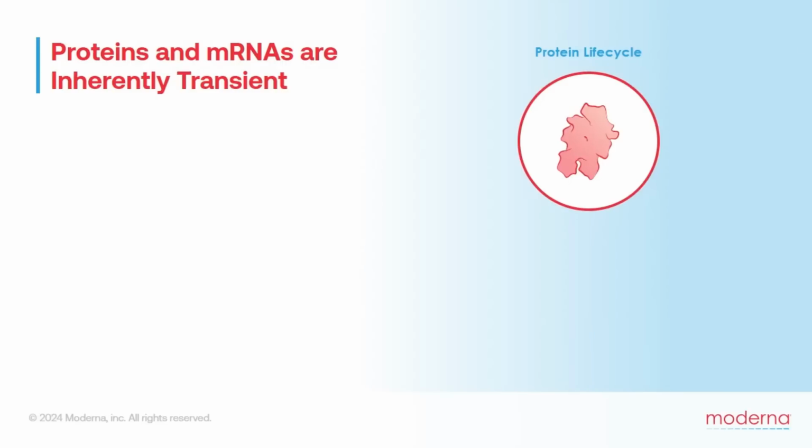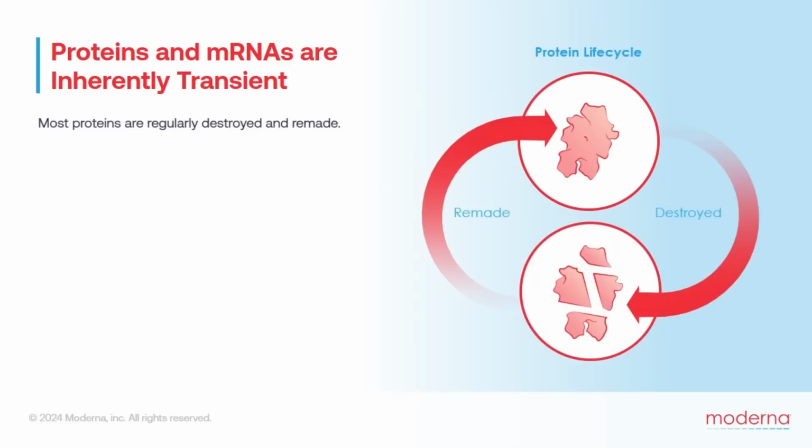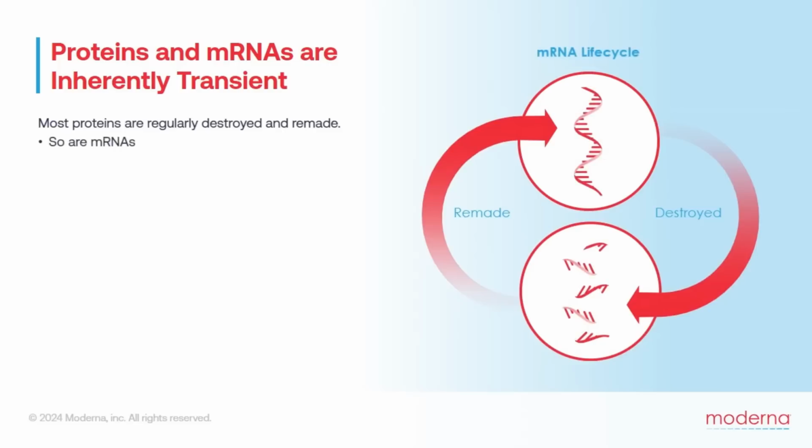Unlike DNA, which serves as the permanent repository of your genetic information, both proteins and mRNAs are inherently transient. With very few exceptions, most proteins are under constant flux. They have limited lifetimes and must be regularly replenished. Likewise, the instructions for making them, the mRNAs, are constantly made and destroyed, only to be remade again. This enables your body to rapidly change the amounts of key proteins so that you can respond to changing conditions.